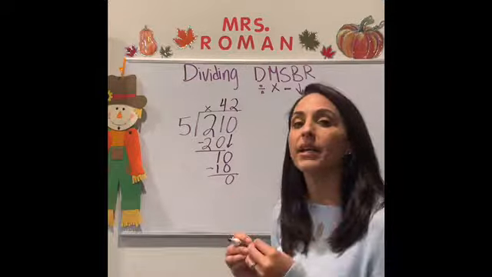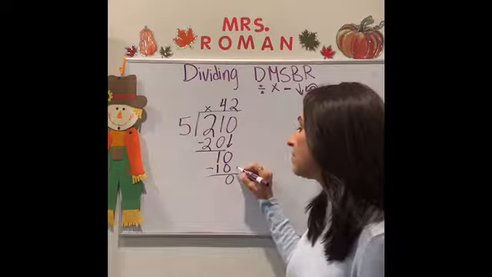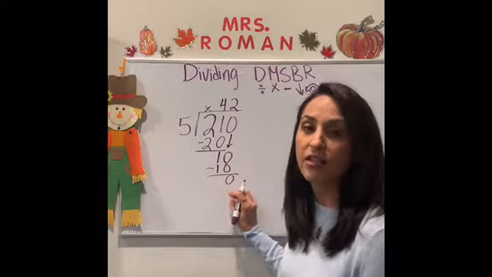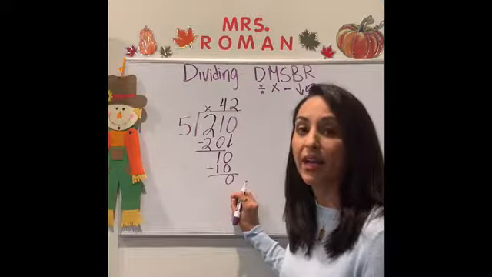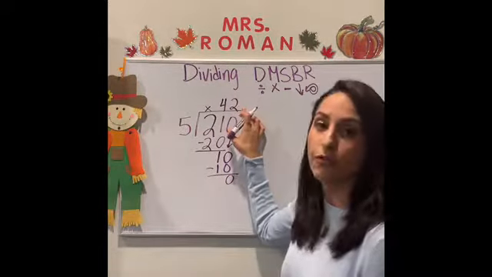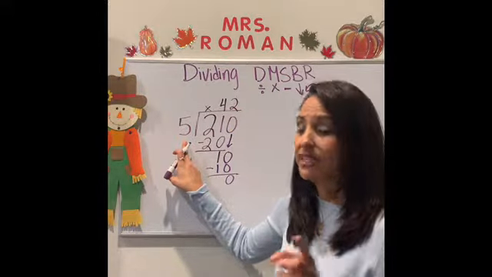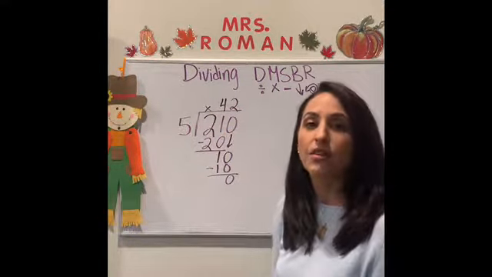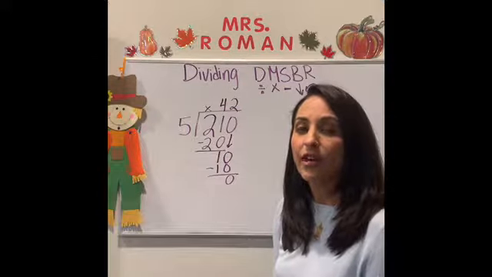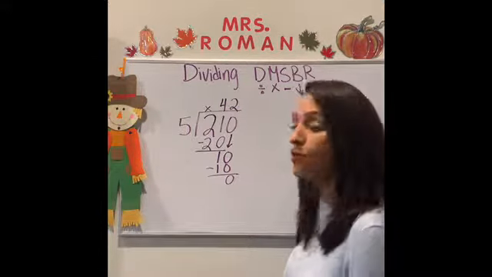I keep going until there's nothing else to bring down. And in this case, there's nothing else to bring down. There's a 0 remainder. So my final answer is 42. 42 is my quotient. 5, remember, is my divisor. And 210, we have to remember, is called the dividend. All right, awesome. Let's move on.